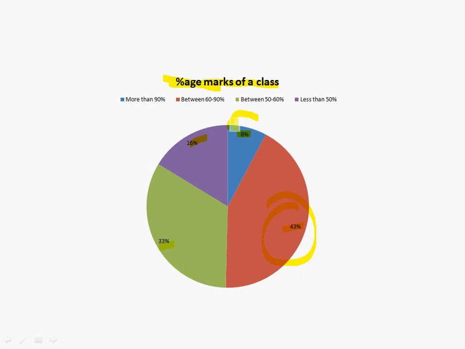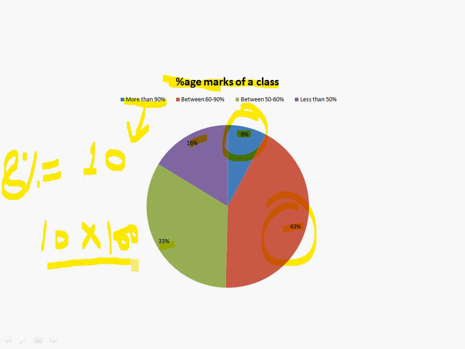So let's say the question says that those students who scored more than 90% are 10 in number, right? So 10 in number would be how much? It would be 8%. So 8% of total is equal to 10, and hence we can find the number of students, right? So the number of students would be 10 into 100 by 8, so 1000 by 8, right?